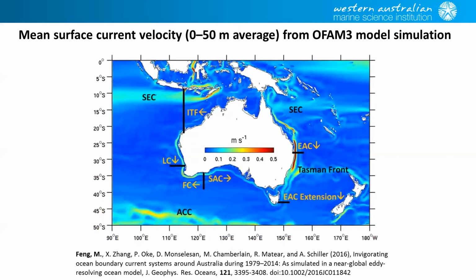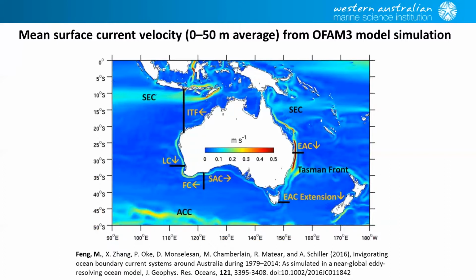We published a few papers. I think we have one paper published last year, talking about the energizing ocean boundary current system around Australia during the period 1979 to 2014. We have heard that that period is the so-called climate change highest period. During that period, all the ocean boundary currents and their eddies are becoming stronger.